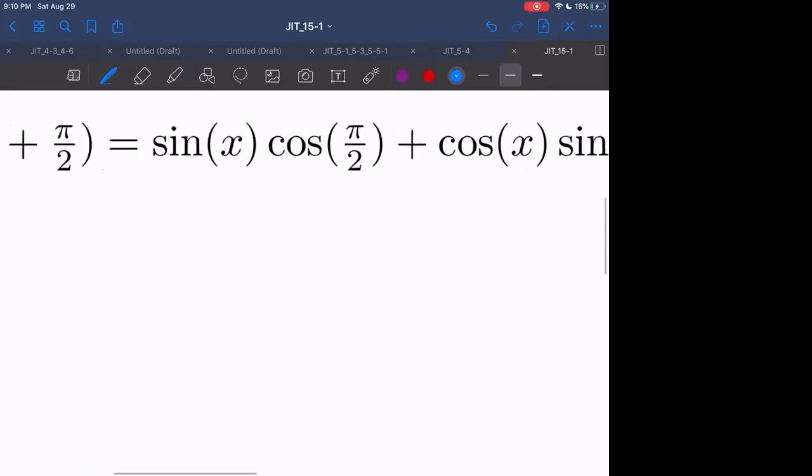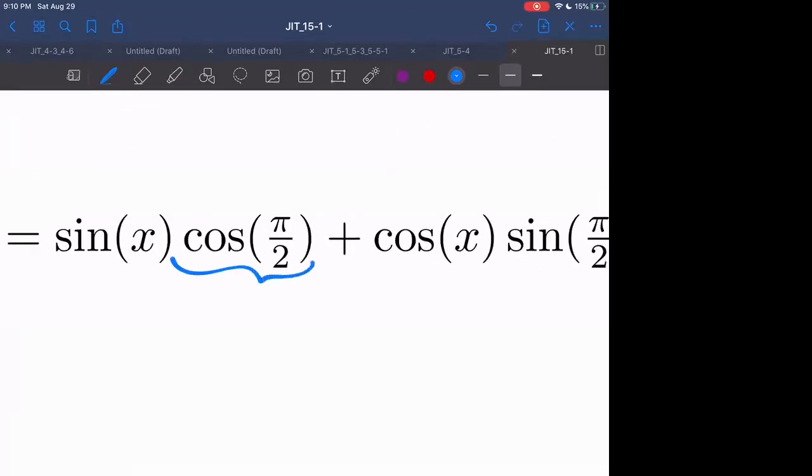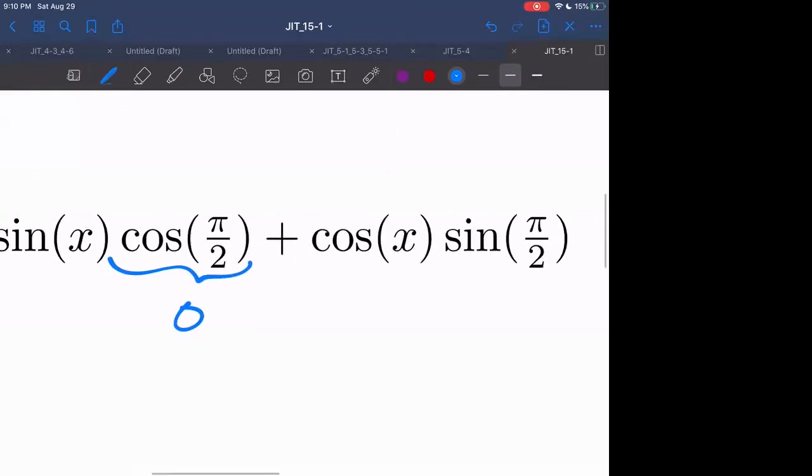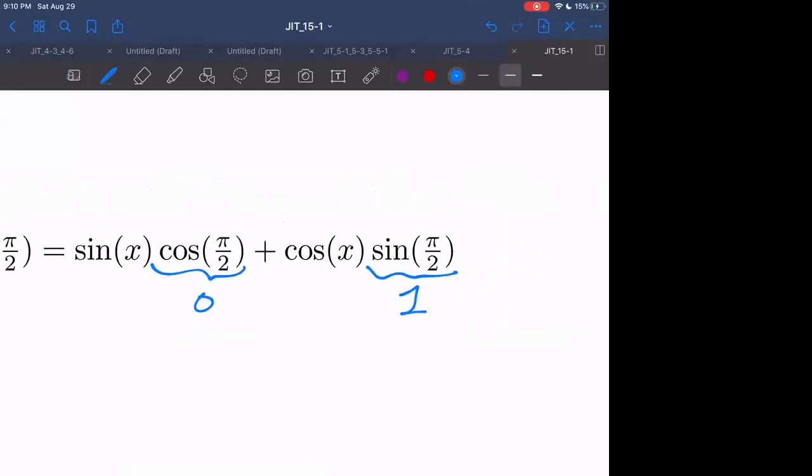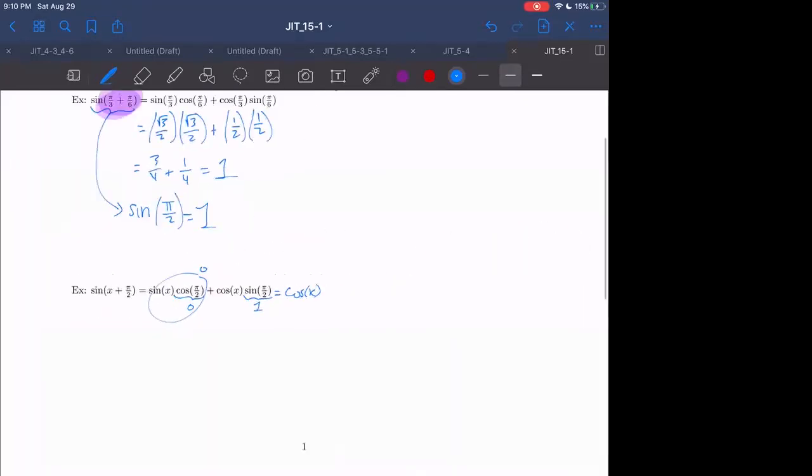Now, what's interesting about this one is that cosine of pi over 2 is 0, sine of pi over 2 is 1. So what does that leave me with? Well, this whole thing is going to be 0. And then that just leaves me with a cosine of x. Okay? Which is kind of neat.